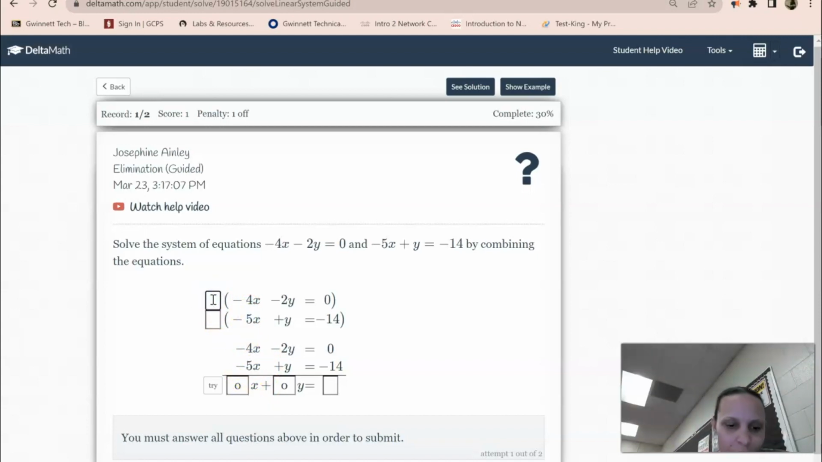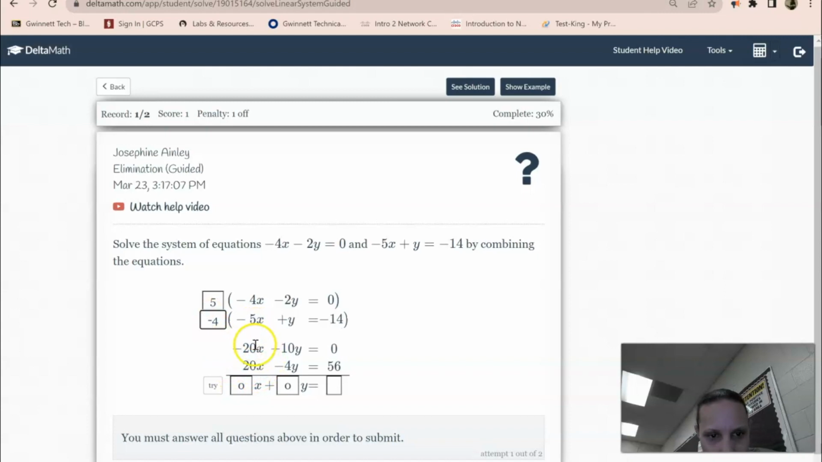What happens if I multiply this by 5? Okay, so that's going to make that 20. How do I make this one 20? If I multiply it by 4. So remember, you're multiplying everything inside. So you see, I've multiplied. But this isn't going to get rid of it because I need them to be opposite, right? So I'm going to make this negative 4. Now they're opposite. X is gotten rid of. But my numbers are bigger than they would have been if I had just multiplied it by 2 right here.